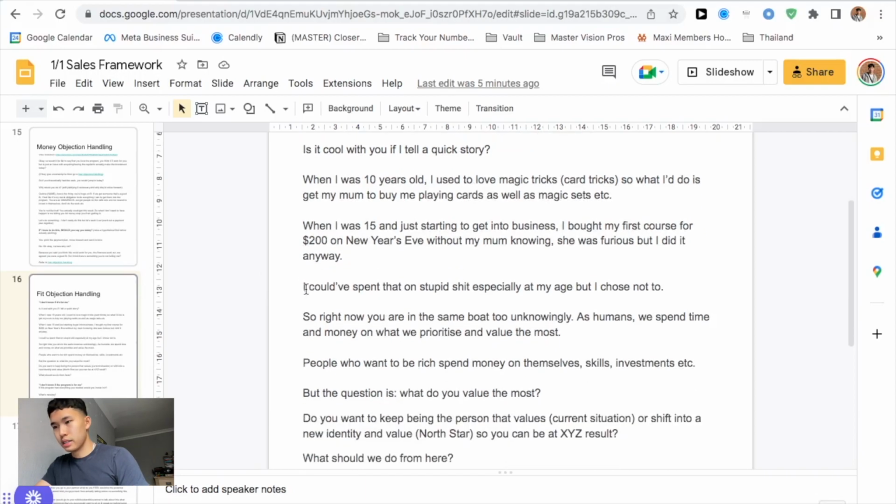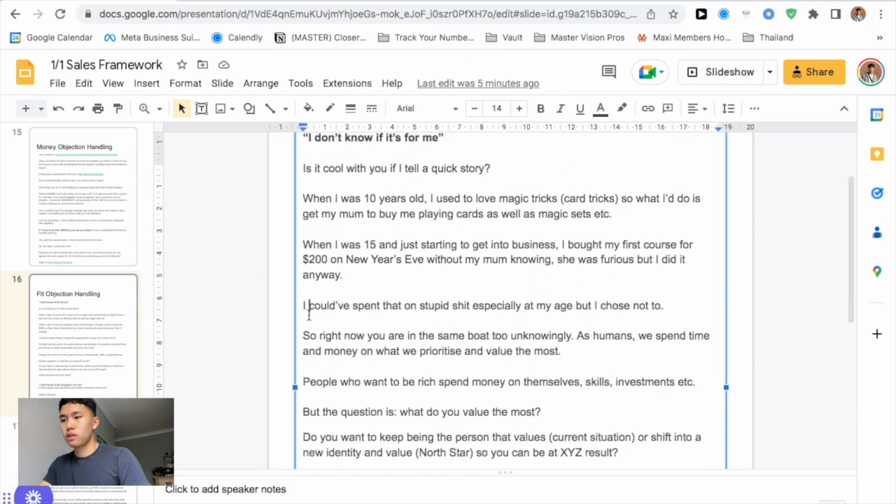And then I could have spent that stuff on other things, especially at my age, but I chose not to. So right now, you are in the same boat too, unknowingly. As humans, we spend time and money on the things we prioritize and value the most. People who want to be rich spend money on themselves. They spend it on skills. They spend it on getting into masterminds, building the network, and investments.